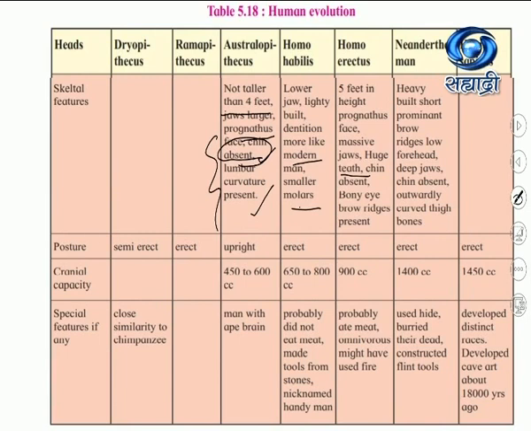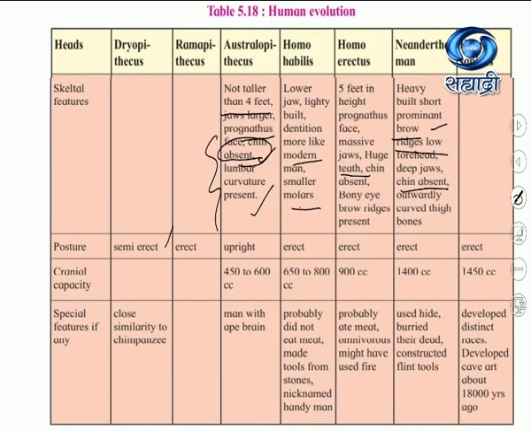Neanderthal man, he was heavily built, short. He also had very prominent brow ridges, a low forehead with the brow ridges which were seen properly. They had deep jaws. Chin was absent till here. Curved thigh bones. Whereas in Homo sapiens, we have chin.